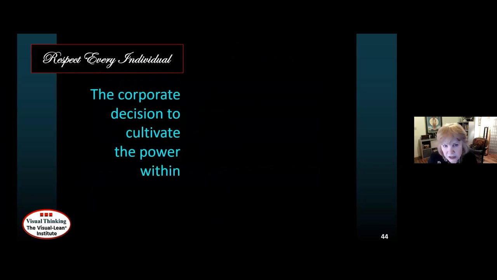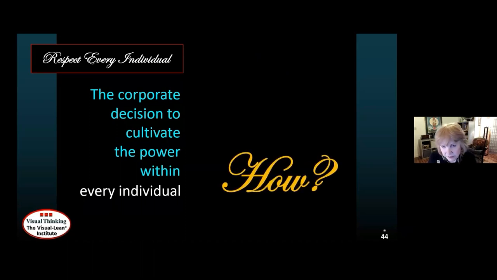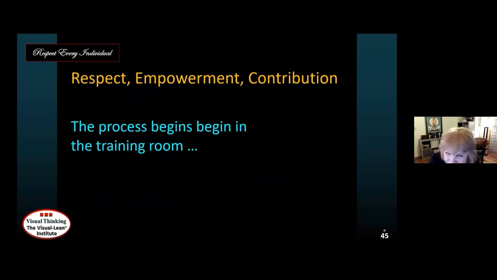The corporate decision is to cultivate the power within. I may not say it this way, but this is a way to translate respect for every individual. That means to cultivate the power within. And our question is how? Now we've finally come to the 6 pieces, the 6 tools. Let me just stop right now and see if there's any burning questions.